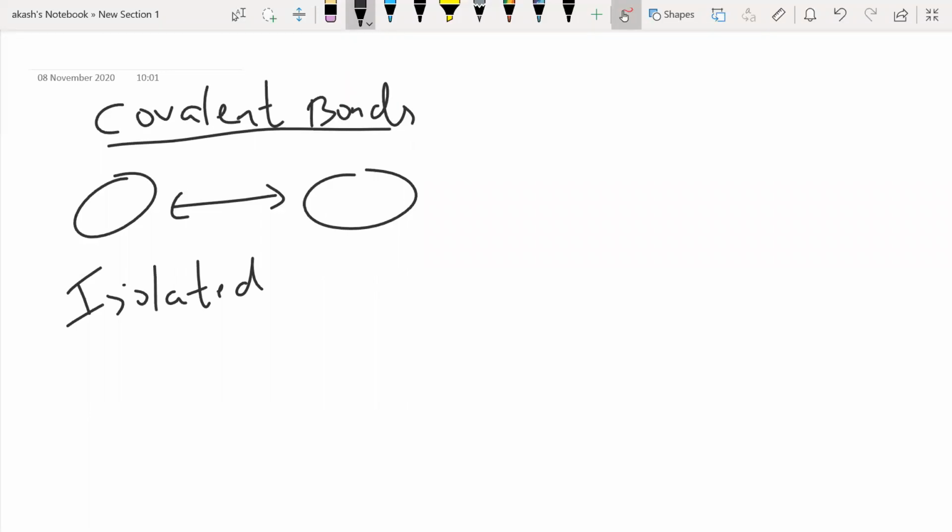Please understand, this word isolated actually makes so much sense. Whenever you want to talk about the electronic configuration of an atom, the atom should be isolated, in the sense that it should not be interacting with any neighboring atoms. It should be as far away from all its neighbors as possible. Only in that case will I be able to speak about the electronic configuration of an atom. The name itself makes you understand: it should be alone.